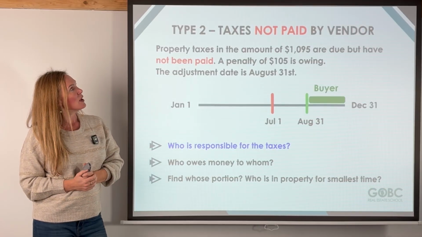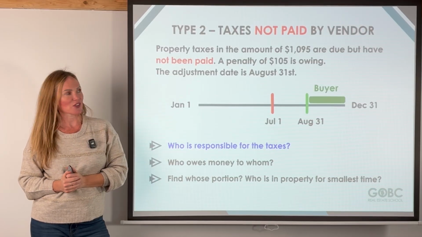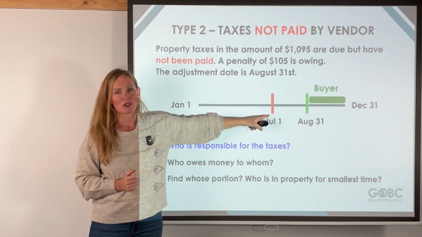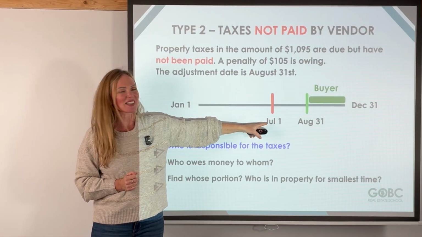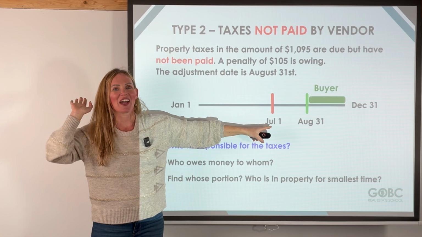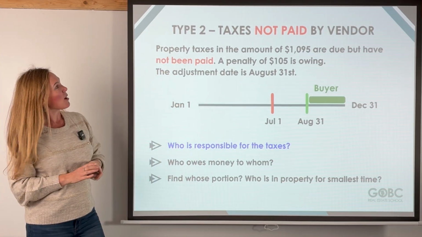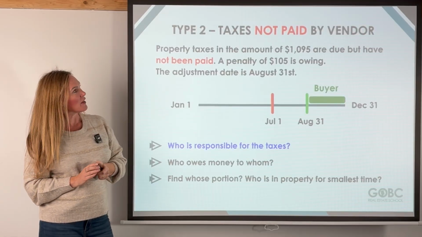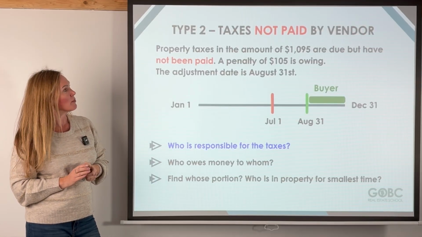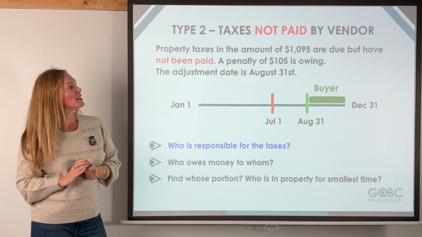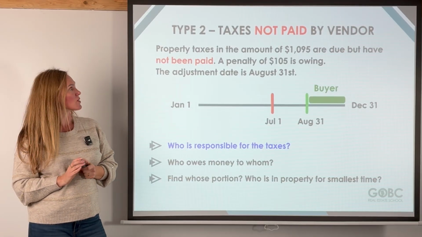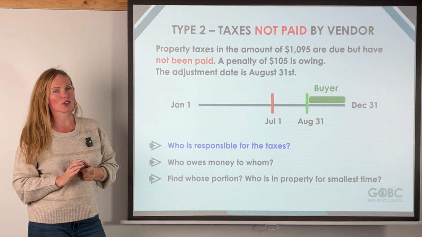Okay, second example, taxes not paid by this seller. So now on July 1st, instead of paying the taxes, seller went to Mexico and says, you know what, vacation time. And he never paid his taxes, okay? So property taxes in the amount of 1095 are due but have not been paid. Penalty now is owing of $105, and the adjustment date is August 31st.